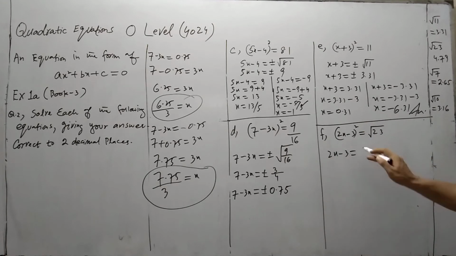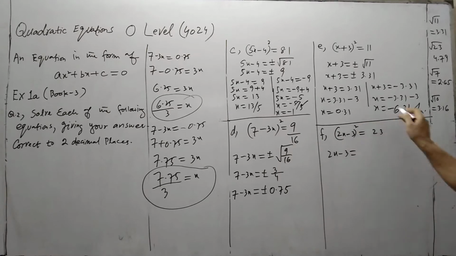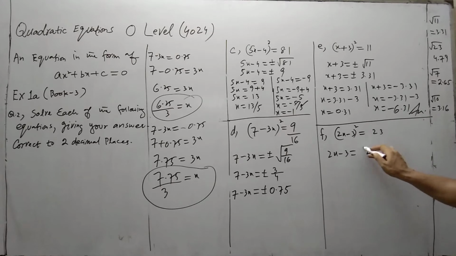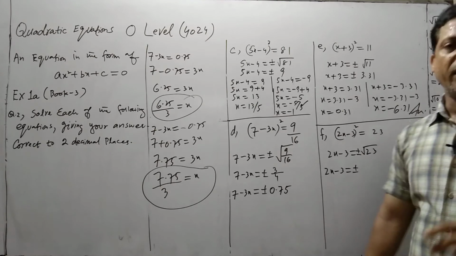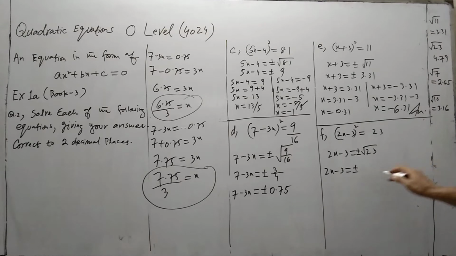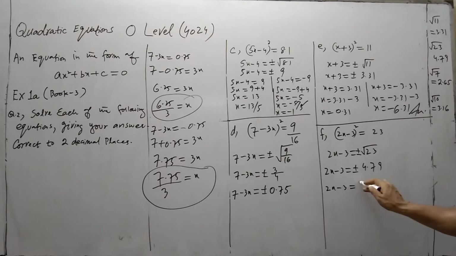2x minus 3 is equal to, when you drop the square, you should place a square root with plus minus sign. 2x minus 3 is equal to plus minus the square root of 23. Find it with the help of a calculator. You will get 4.79. Next, 2x minus 3 equals plus 4.79 and 2x minus 3 equals minus 4.79.